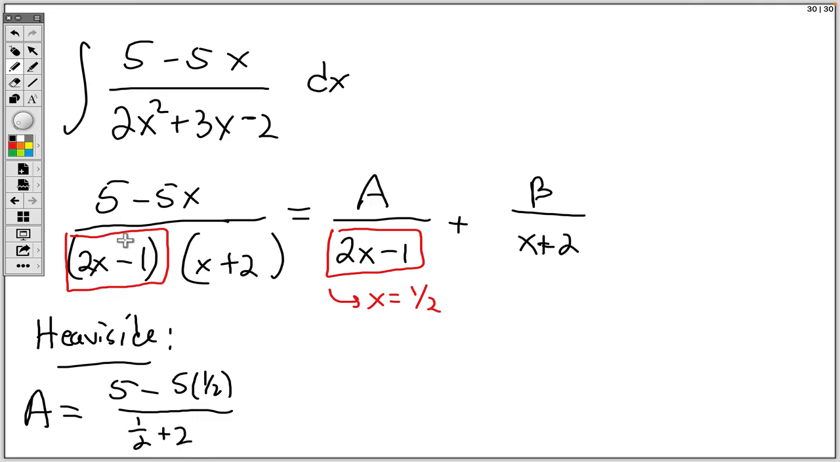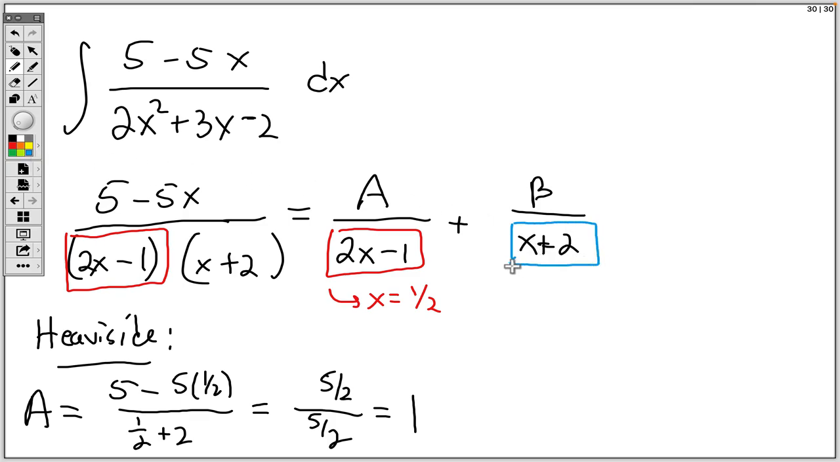So once again, I cover up the factor that would be 0 and plug the root here, x equals 1/2, into what's left over. And what do I get out of that? I get 5 minus 5/2, which is 5/2, divided by 1/2 plus 2, which is 5/2. So that's giving me a to be a positive 1.